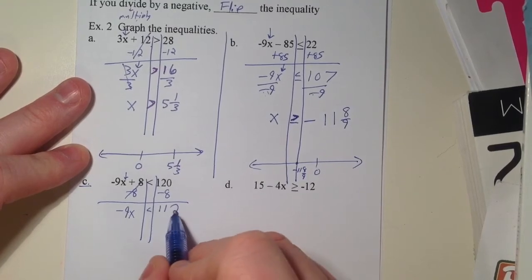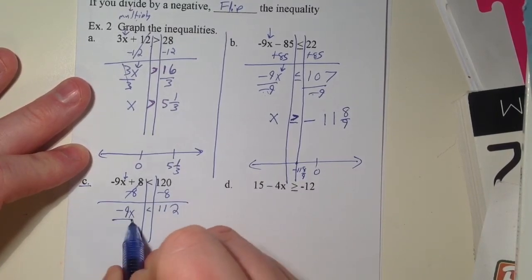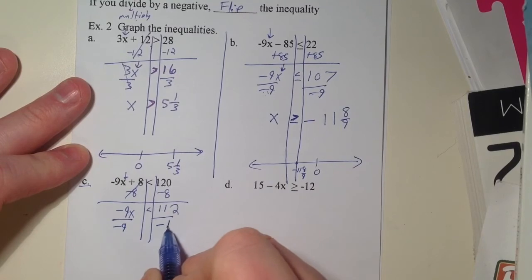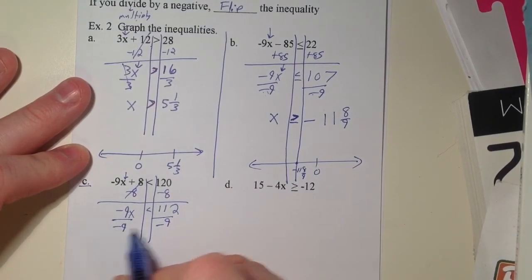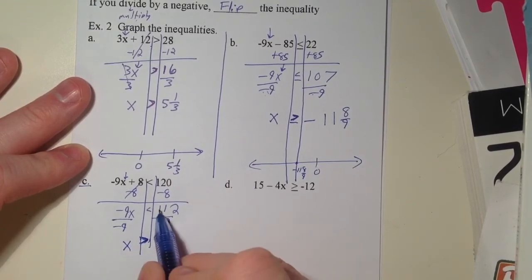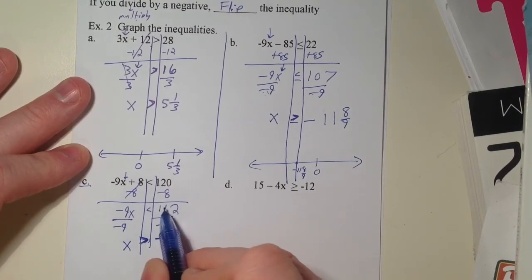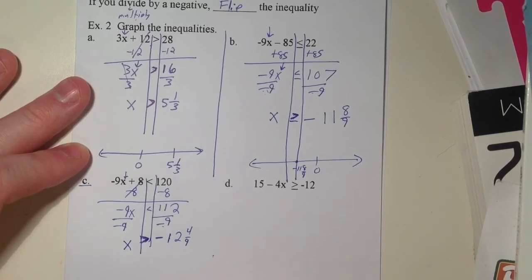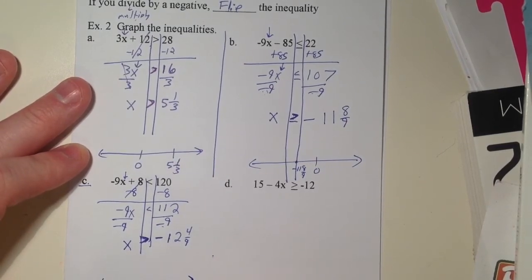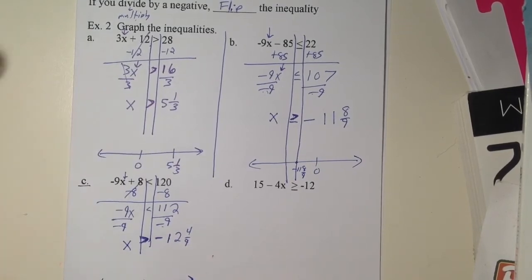Yep. So now, alright, I'm going to divide by -9. Notice again, when I divide by a negative, I have to flip that sign. So it becomes greater than, and it's going to become x greater than, I say negative. 9 goes into 11 one time. 2 left over ends up being 18 and 4/9. And that's my answer. So I sit there and say there's 0, there's -12 and 4/9, and we'll look at graphing it later.